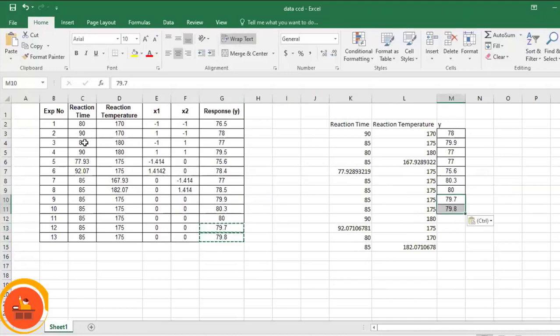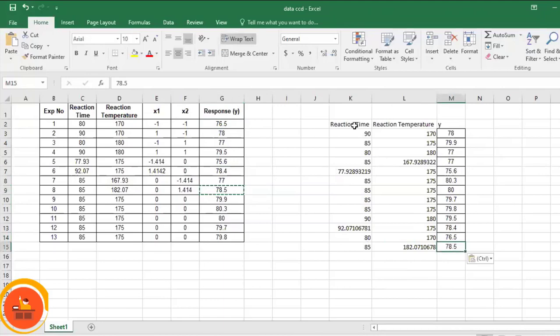90 and 180. So 90 and 180 is 79.5. Next, 92.60 and 175, it is 78.4. 80, 170. 80, 170 it is 76.5. Next 85, 182. 85, 182, 78.5.